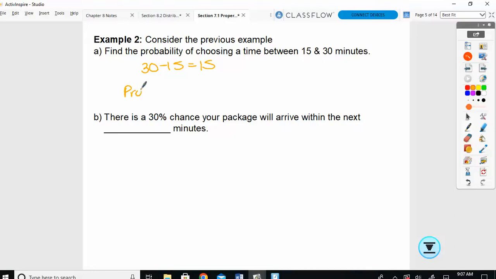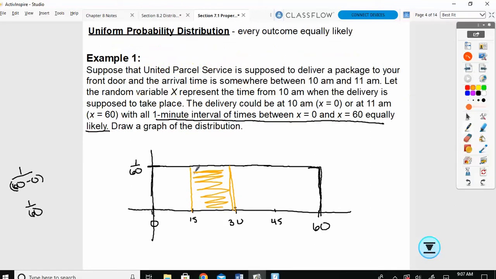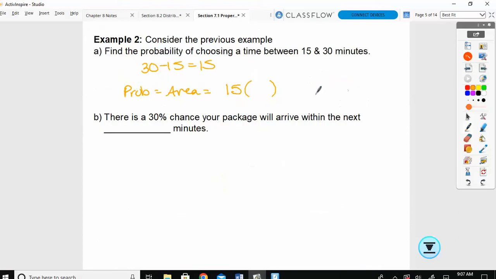So we're really just finding the probability is the same thing as the area. So length times width, so the length is 15. What is the height of that rectangle? 1 over 60. And we get 1/4 or 0.25.